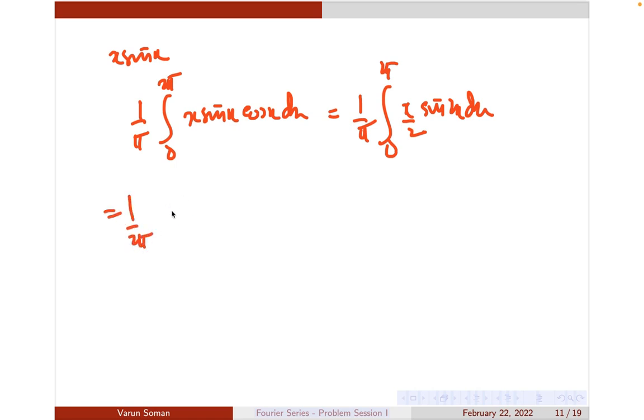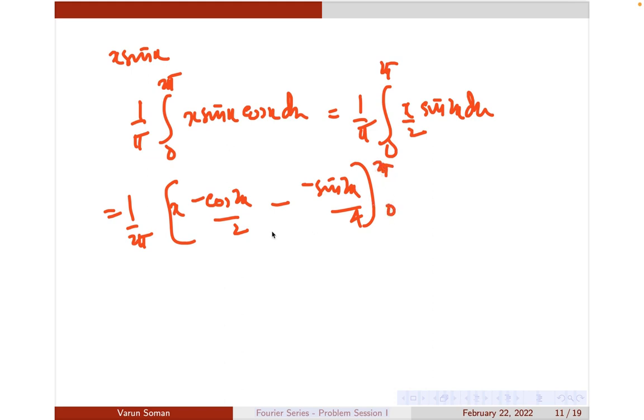When we integrate using parts, it is x into minus cos 2x by 2, minus x derivative is 1, again minus sin 2x by 4, in the limits 0 to 2 pi.